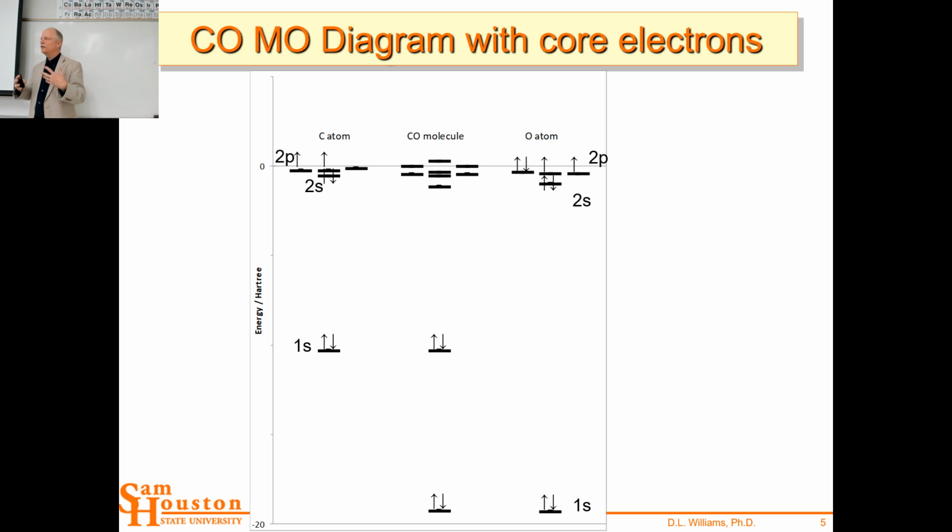And when you bring these together to the molecule, those don't change energy. They don't interact because they're held so closely to the nucleus. Now, who can tell me why oxygen's 1s is so much lower than carbon? Anyone? Why would oxygen's 1s orbital be so much lower? More protons. Exactly, that's it.